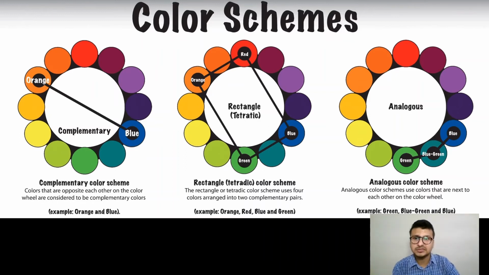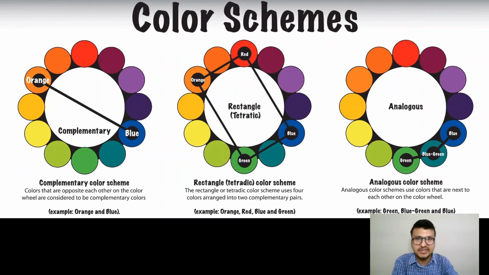So for the first example, I'll take the orange and the blue color. These are colors which are just opposite to each other. It is not necessarily that orange and blue is the only example of the complementary. Any colors in the circle which are opposite to each other work. See, red and green can also be complementary colors, and violet and yellow can also be complementary colors as they are opposite to each other.